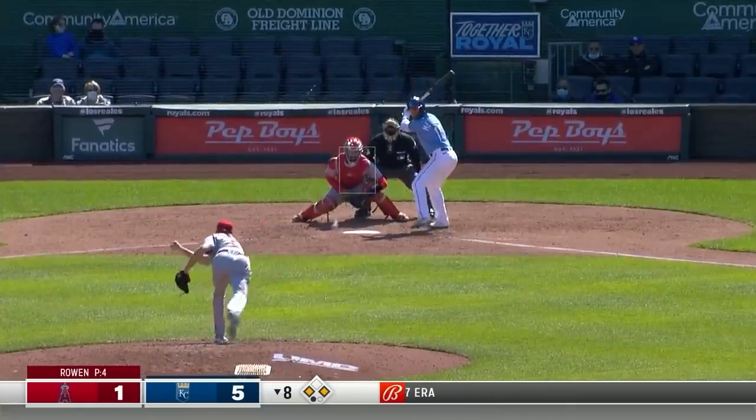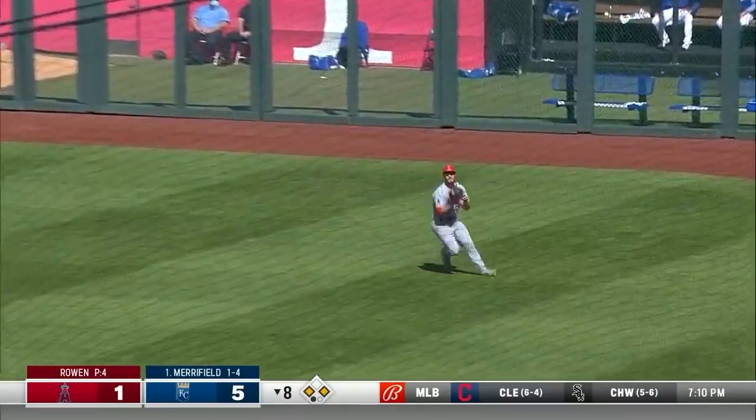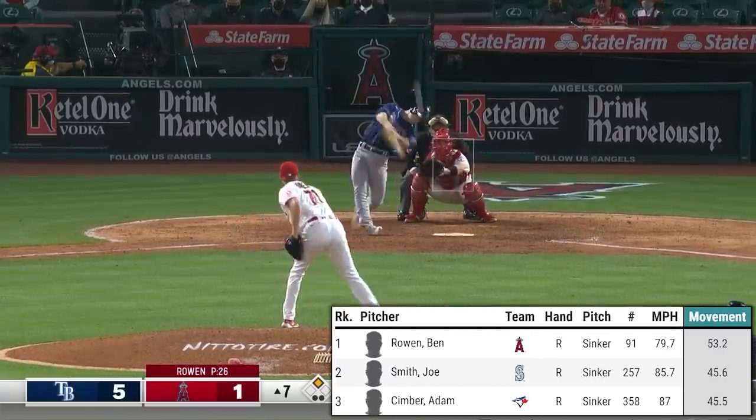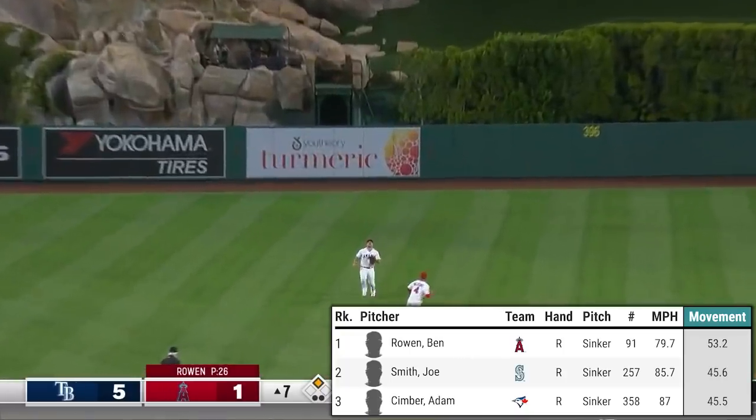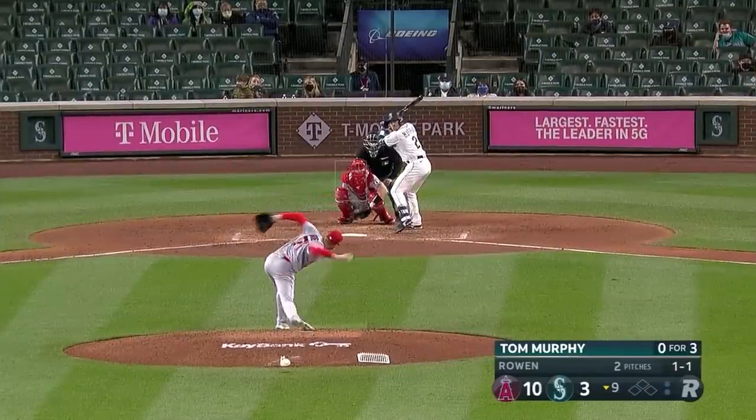His sinker, in this incredibly small sample size of just 11 2/3 innings and 91 sinkers thrown, averaged 53 inches of drop, nearly 8 inches ahead of second place Joe Smith, a veteran reliever of 14 years who's known for his nasty sinker. And his slider isn't too shabby either.